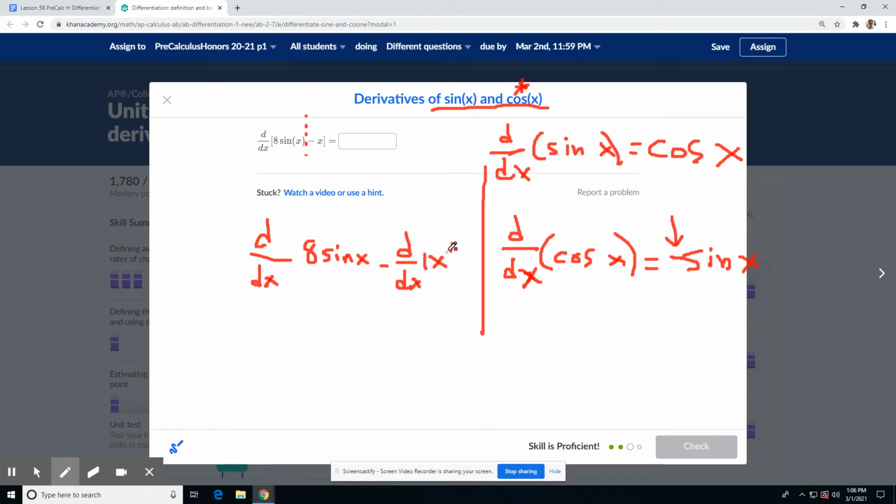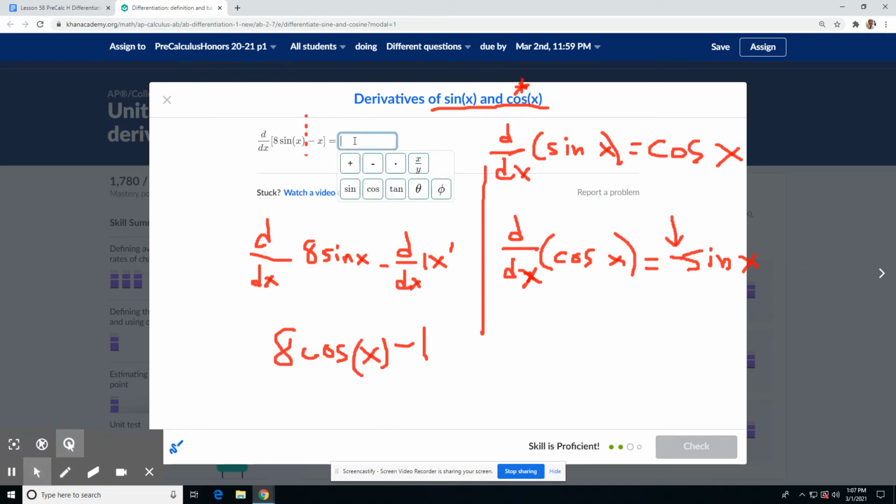1 times 1 is 1. Subtracting 1 takes care of the variable. So all of that turns into negative 1 for this portion. And then you would think about it as 8 times the derivative of sine of x. The derivative of sine of x is just cosine of x. All right. And there we go. That's our answer. Let's plug it in.